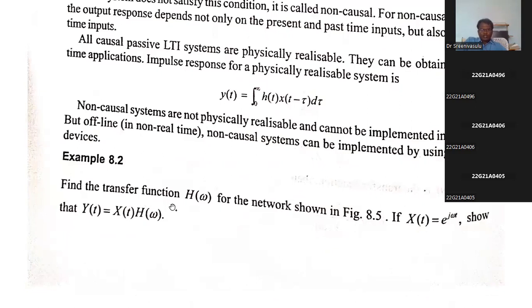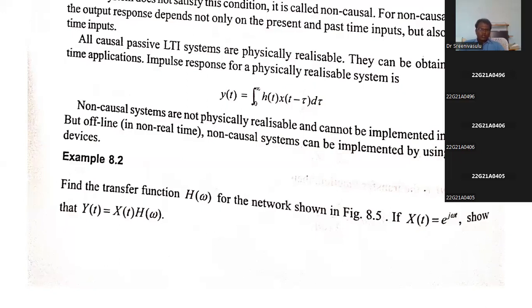Now, see, there is one more problem as given. Find the transfer function H of omega for the network shown in the previous figure. Here you see y of t, if x of t is equal to e power j omega t. In this case, he has given the input and we need to find the output.